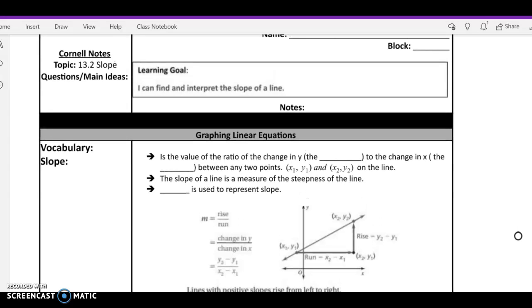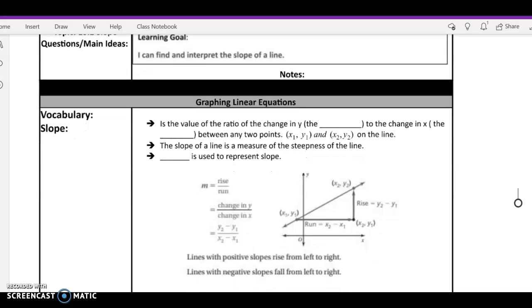13.2 is slope, and this is I can find and interpret slope of a line. So again, we're going to start with vocab. So the slope is the value of the ratio of the change in y, which we call the rise, to the change in x, which we call the run.